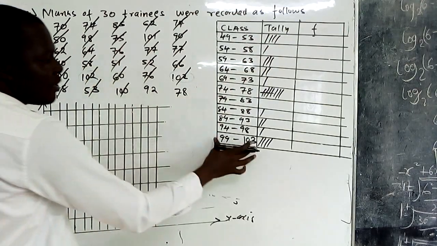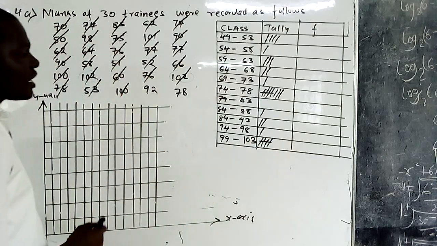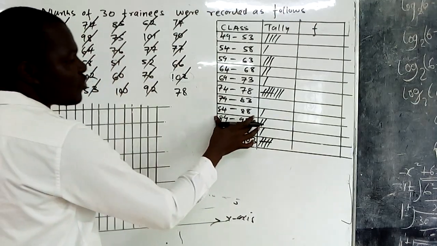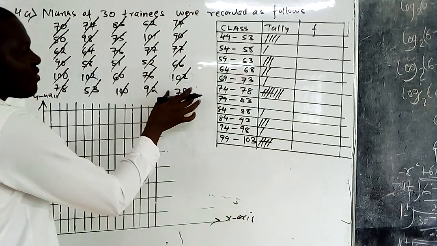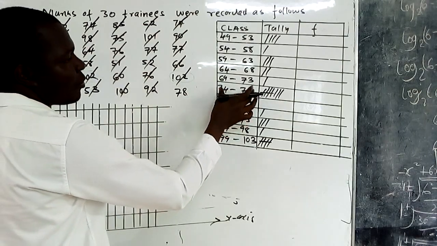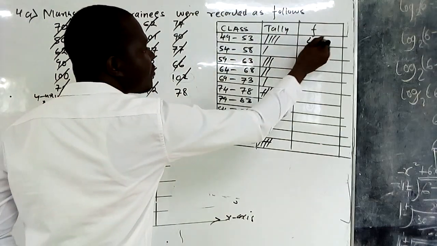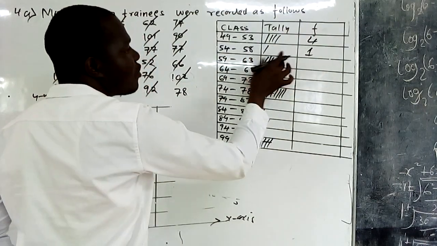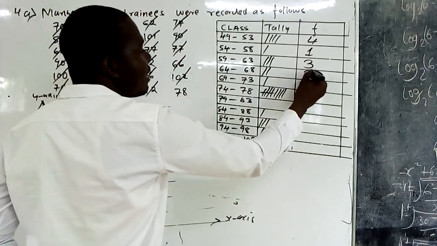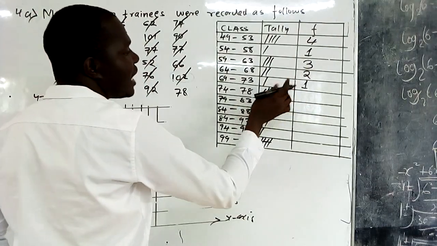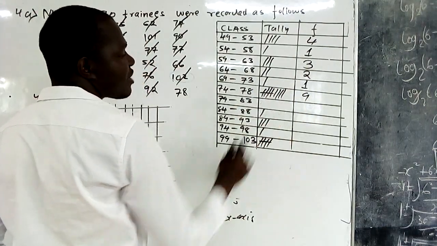Then 100, the fifth one you tally. 92, between 89 to 93. 78, between 74 to 78, then you count. Here you've counted 4, and here you counted, here you counted, here you counted, here you counted: 9, 5 plus 4.